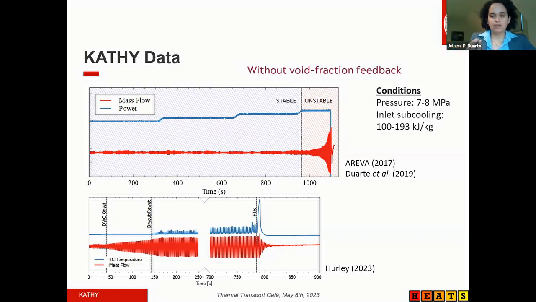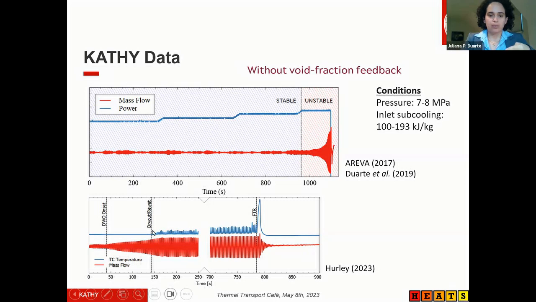The actual end of these experiments was led by the fail to rewet event, which you can observe in the bottom plot. These are two different experimental data sets. They have similar behavior, but in the bottom one you can see each of these phases for a longer period of time. So we have the onset of these density wave oscillations, or DWOs, in the first part at about 50 seconds. Then the power was increased again, and we started observing dry out and rewet cycles.